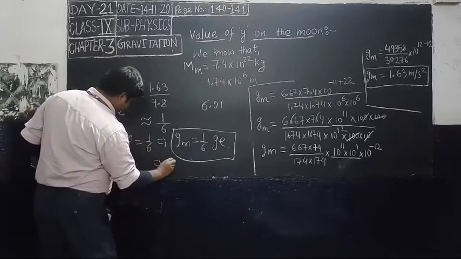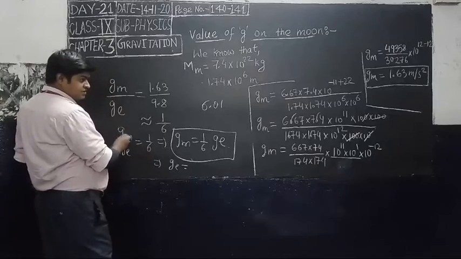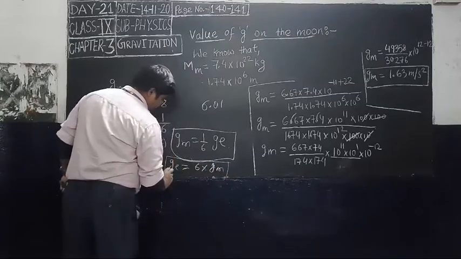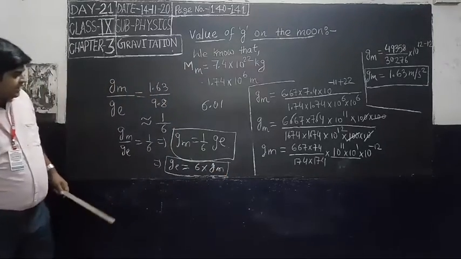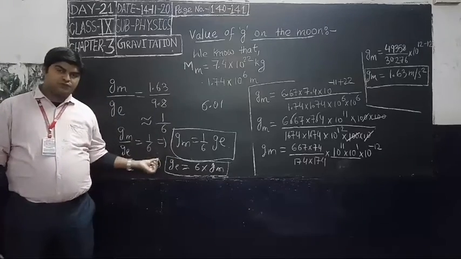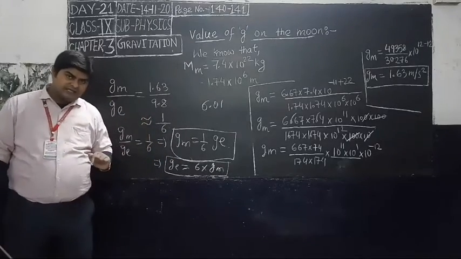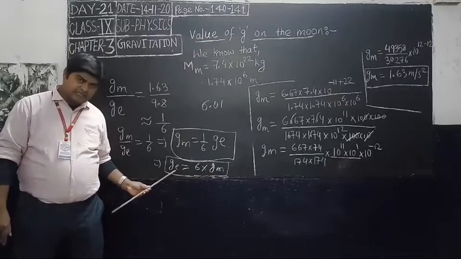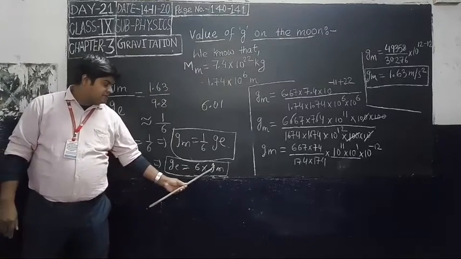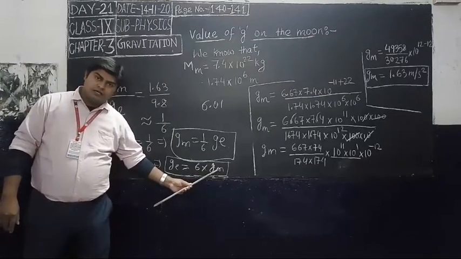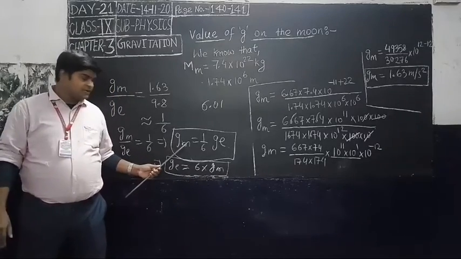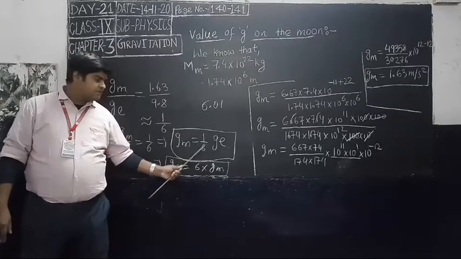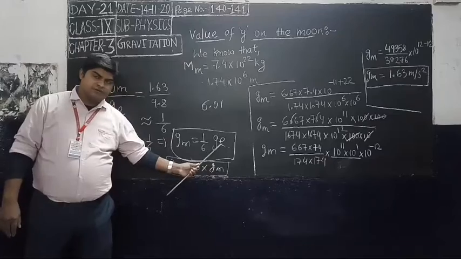Then we can say that gE is equal to 6 times gM. So students, we can say that the acceleration due to gravity on the earth is 6 times the acceleration due to gravity on the moon. Or you can say the acceleration due to gravity on the moon is 1/6 times the acceleration due to gravity of the earth.